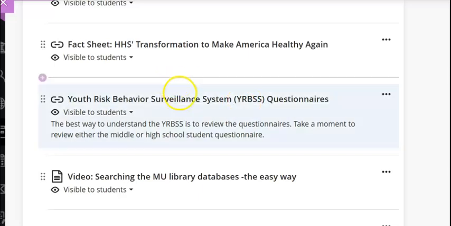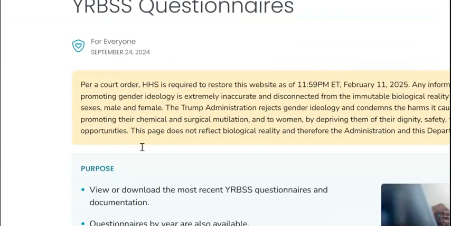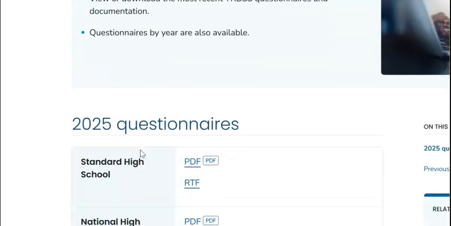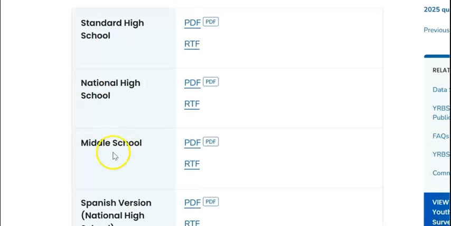And this is one of the best ways, I think, to understand some of the information and the data that's being gathered, especially on youth risk behavior, is to look at the actual questionnaires. So we have the questionnaires right here. So I'm asking that you look at either middle school or the high school questionnaire and just start reviewing some of the questions.